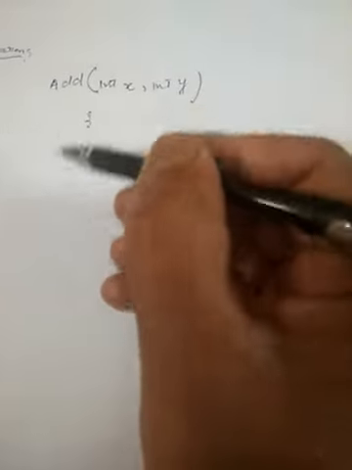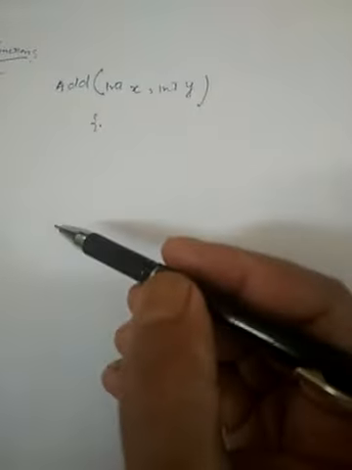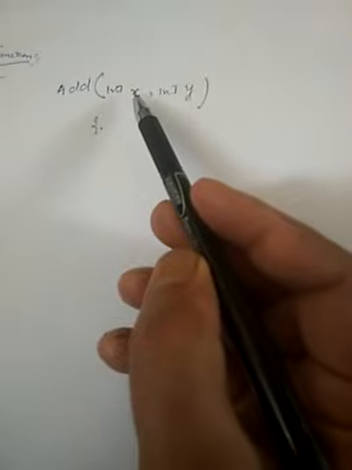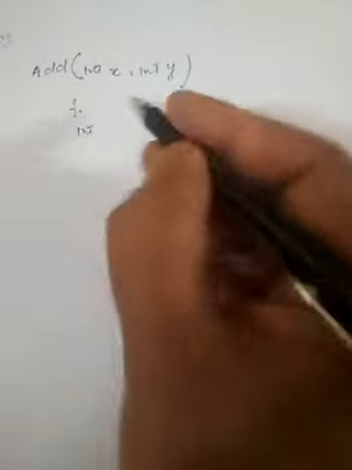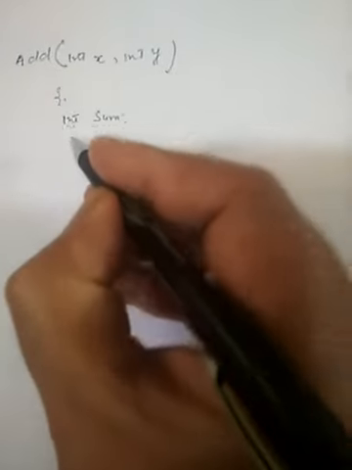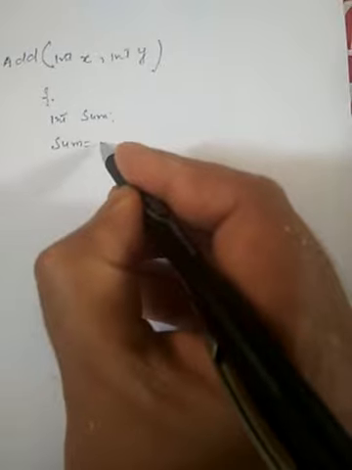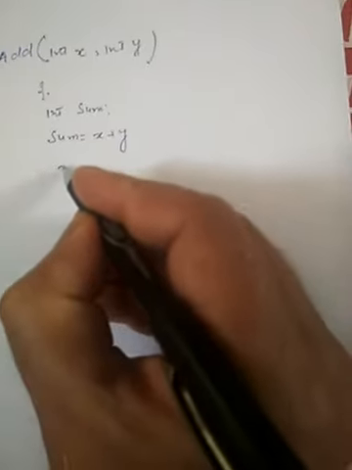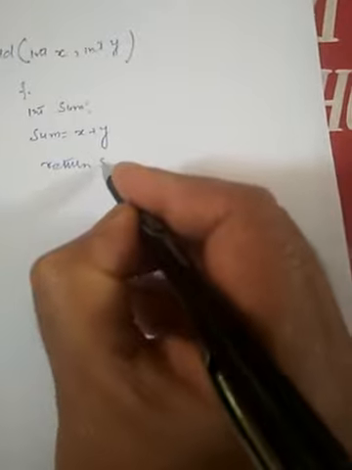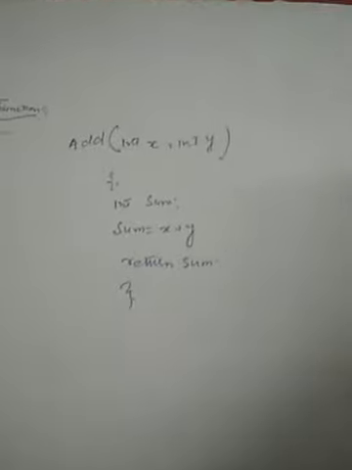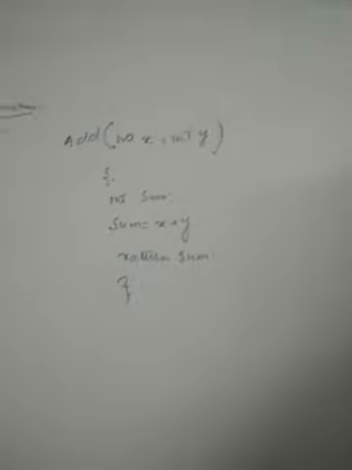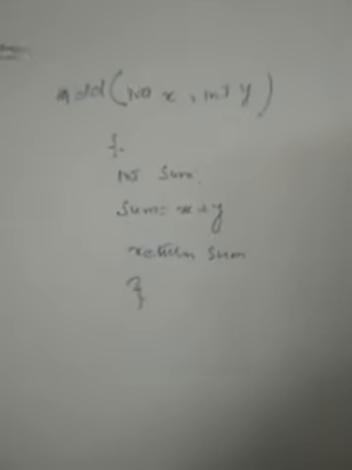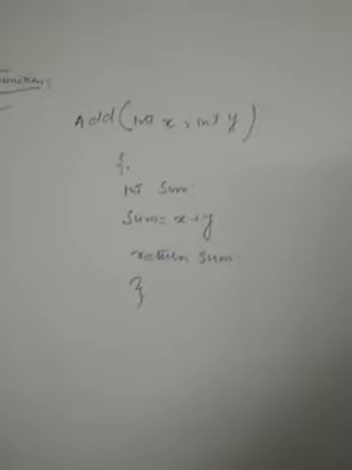In order to return the sum, we need a third variable to store the sum of these two numbers x and y. Let us declare the third variable, let it be sum. So sum is equal to x plus y, return sum. So what is the job of this function? This function will accept two variables from the main program, and it will return the sum of those two variables which the function has accepted from the main program.